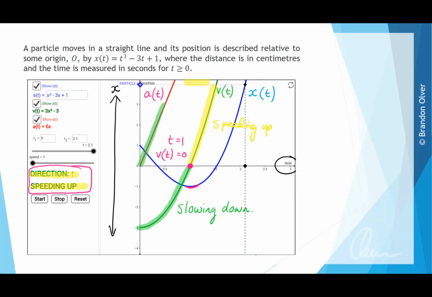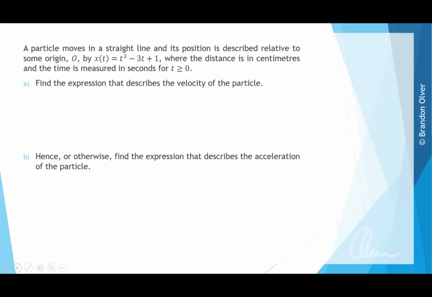Now we're going to go on and have a look at some questions that we can answer about it. Now we want to find, for part A, the expression that describes the velocity of the particle. So the velocity is equal to the derivative of x of t, the position of the particle. So x dashed of t is equal to v of t, which is the velocity of the particle. And that's going to equal, and we can use our rule that takes the power at the front and 1 off the power to derive this, 3t squared minus 3. So that's an expression for the velocity of this particle.